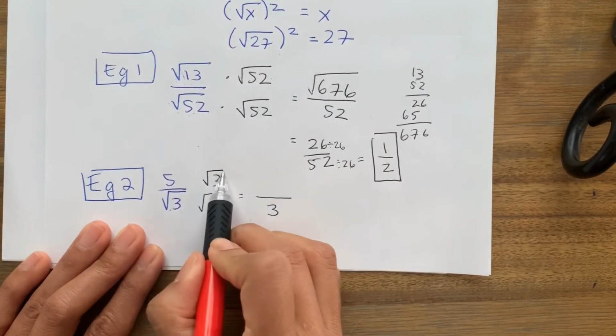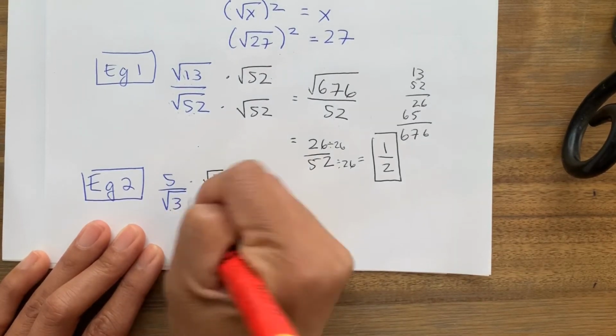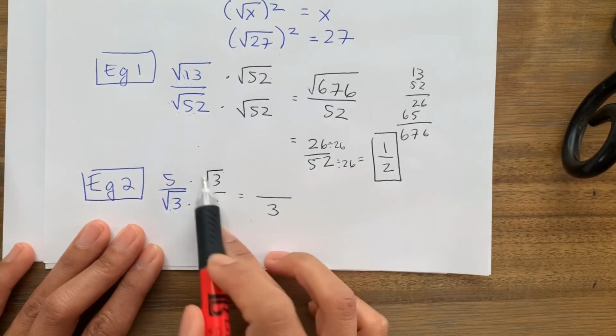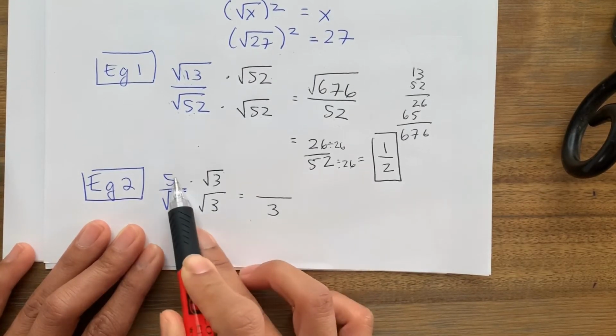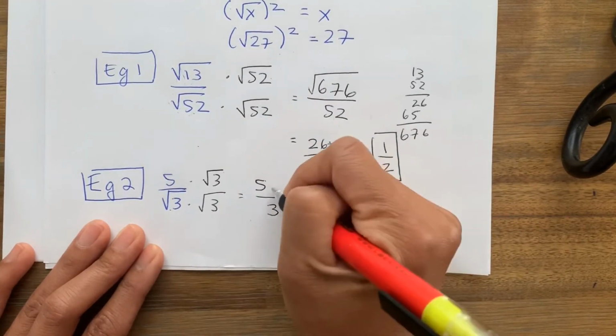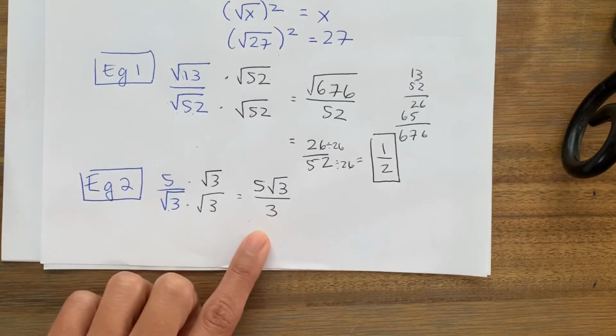So 5 times square root of 3 is not square root of 15. So be careful, this is not square root of 15. I see students do that a lot. Remember that when we're dealing with multiplying radicals, the numbers on the outside of the radical stay outside, and the numbers inside the radical stay inside. So here we have 5 root 3 over 3.